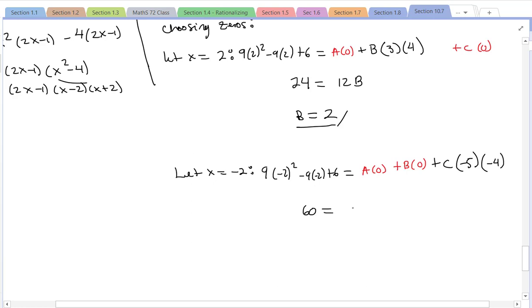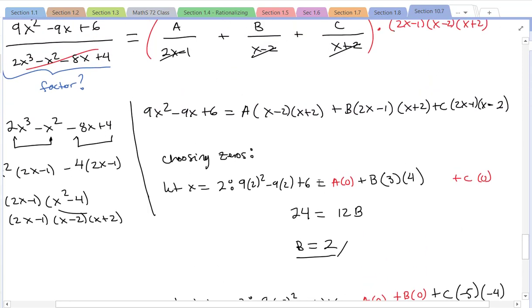So 60 equals negative 5 times negative 4, which is positive 20, 20C. Divide both sides by 20, so 3 is equal to C. So far I have B equals 2 and C equals 3. So now we need to find A. And so we can choose another 0.